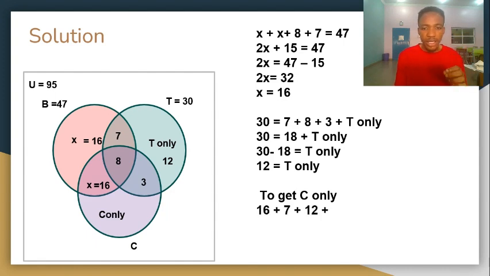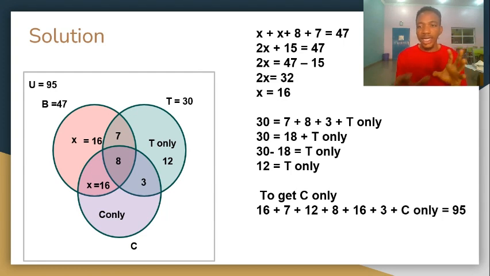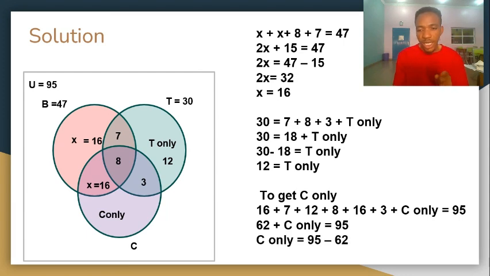So you have 16 plus 7 plus 12 plus 8 plus 3 plus C only. Everybody is equivalent to 95. That means I added up all these spaces and I equated to 95. So everything is 62 plus C only equals to 95. So that means that C only will be 95 minus 62. My C only is what? 33. So I'm going to fill this spot too and call it 33.